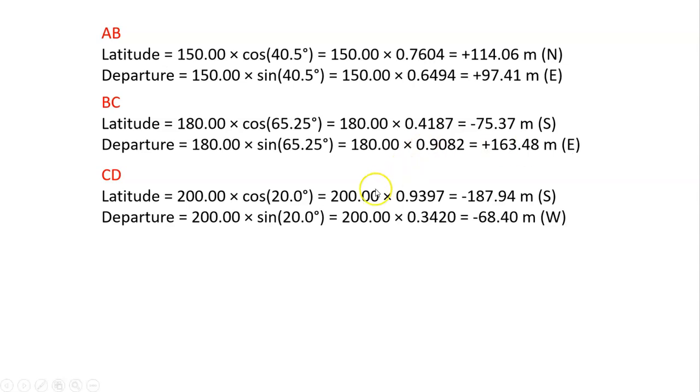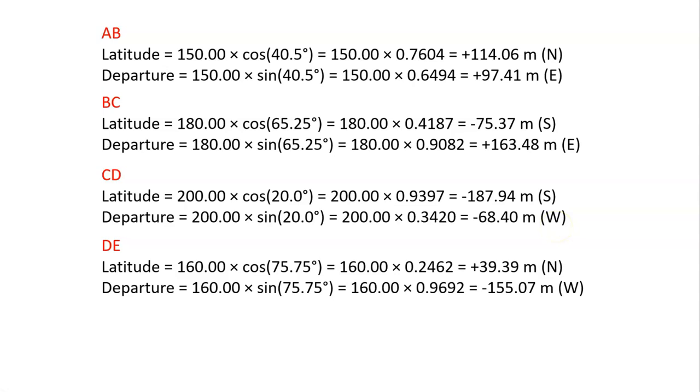For CD, the latitude is 200 cos 20 degrees, departure is 200 sine 20 degrees. The latitude comes to be around minus 187.94 meters. It is minus, so it is southing. Minus 68 in case of a departure, so it is westing. For DE, the latitude is about 160 cos 75.75 degrees, departure is 160 sine 75.75 degrees. The latitude is plus, so northing, and the departure is minus, which is westing.